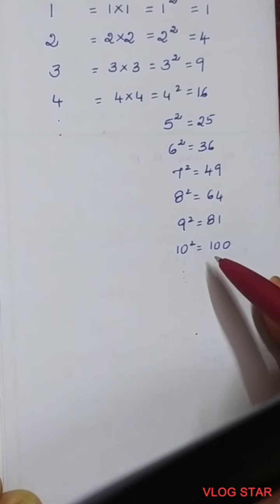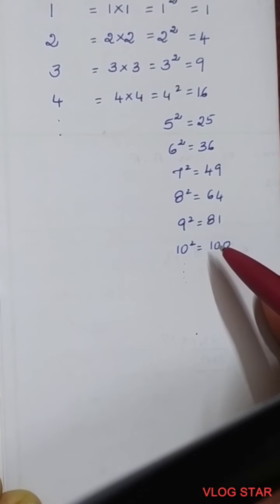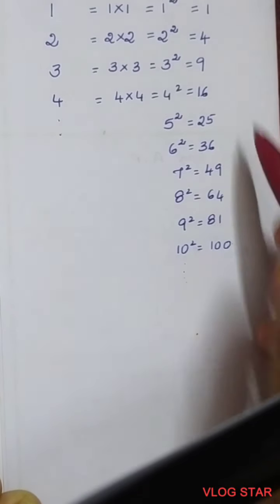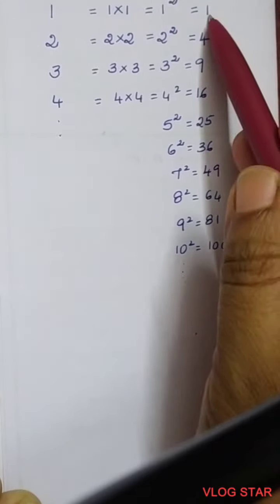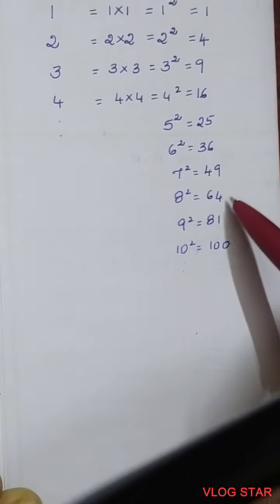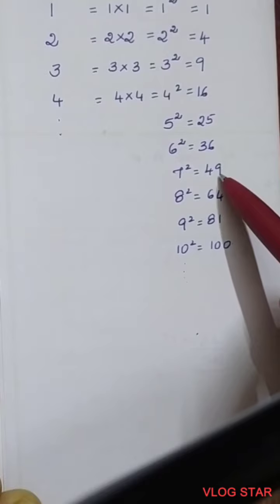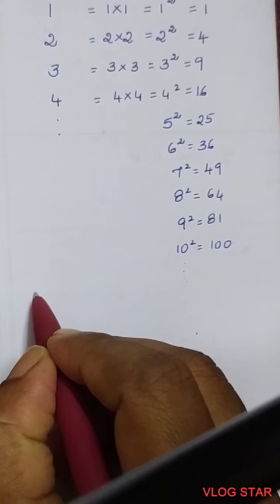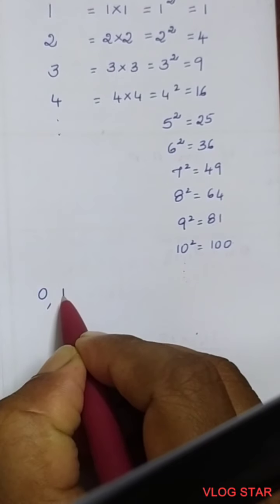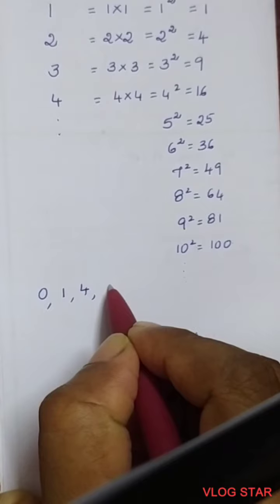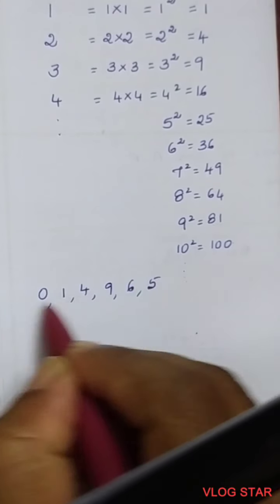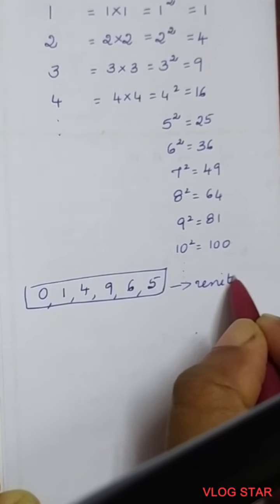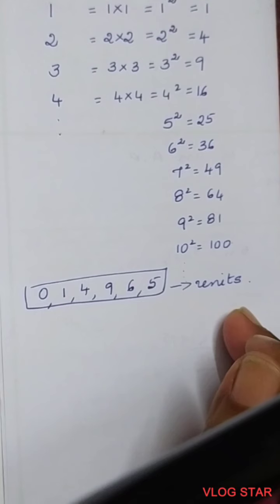Now we will check the digits in the unit place of the perfect square numbers. You can observe here 0 is there. What is there in the unit place? 0 will come. Then see here 1 is there. Then 4, 4, 9, 9, 6 and 6 and 5. So only the numbers like 0, 1, 4, then 9, 6 and 5 will come in the units place. Okay, this will come for 1 mark.